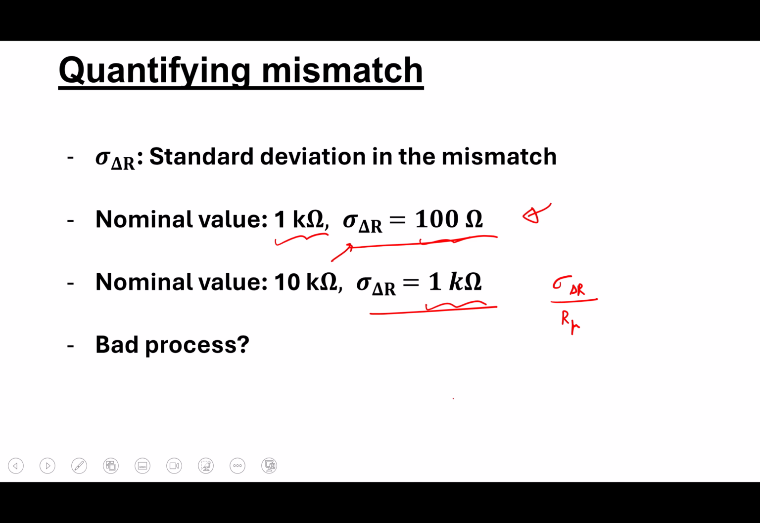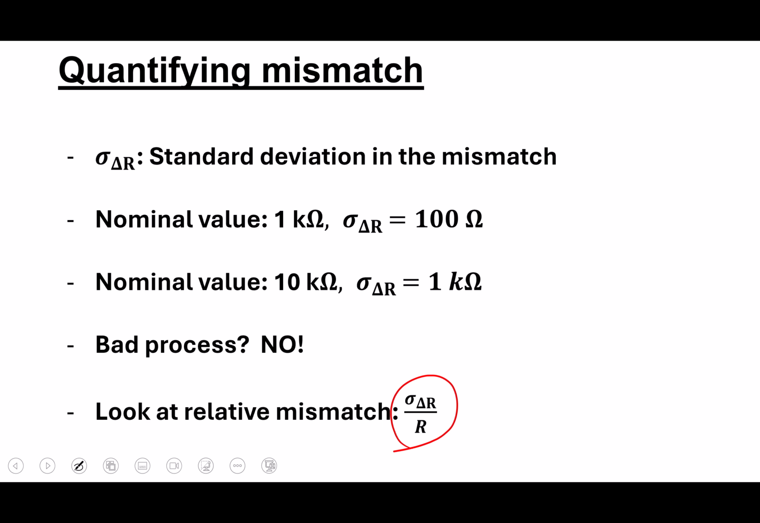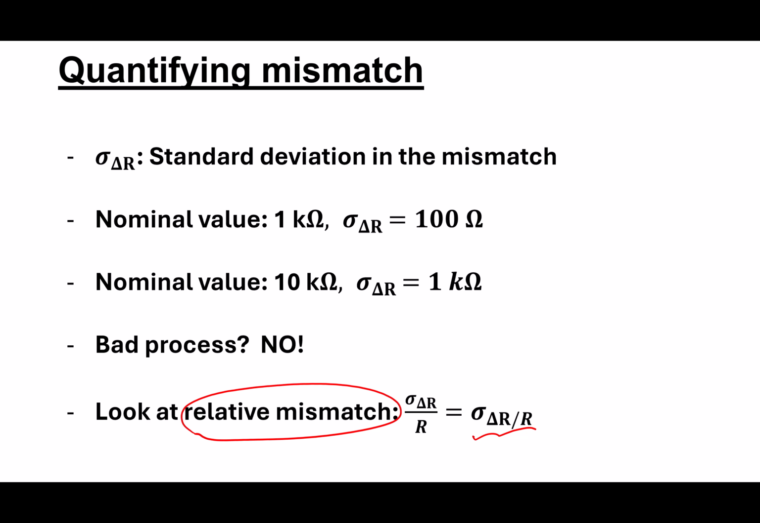And that's what is done. So we look at the relative mismatch, which is sigma of delta R by R. That is the standard deviation of delta R by the nominal value. And this is basically the same as sigma of delta R by R. Expected value of x by k is the same as expected value of x, divided by k, because k is a constant, so I can push it here. So this is what we typically specify, sigma of delta R by R, and that's what is called the relative mismatch.